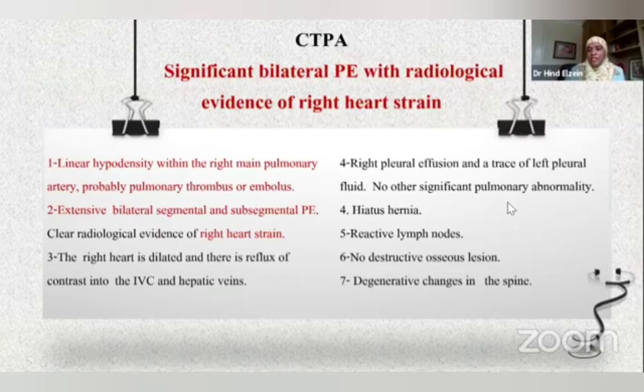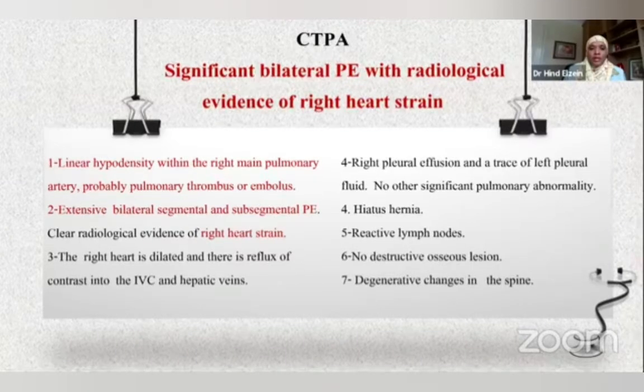It was reported, as you mentioned, Dr. Abdullah, as a linear hypodensity within the right main pulmonary artery, and as you said, it's also extending to the main pulmonary trunk, consistent with a pulmonary embolus. There was also extensive bilateral lobar and segmental pulmonary embolism with evidence of right heart strain. They just mentioned some hiatus hernia and maybe a small right pleural effusion.